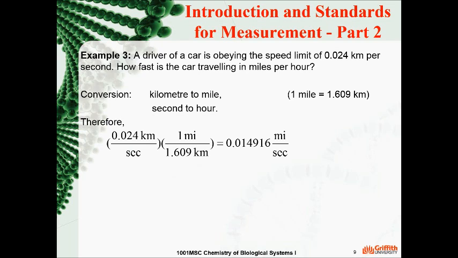0.024 kilometers per second times 1 mile over 1.609 kilometers equals 0.014916 miles per second. Then we take this number multiplied by 3,600 seconds over 1 hour equals 55 miles per hour.